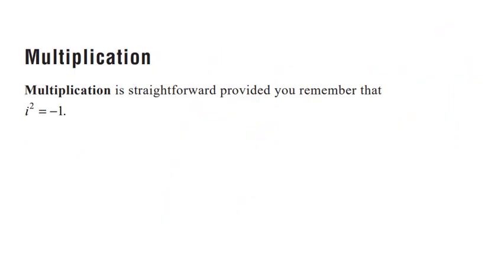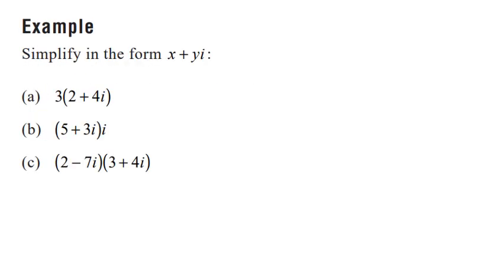Now, let's proceed to multiplication of complex numbers. Multiplication of complex numbers is similar to how you multiply real numbers, but you need to consider the value of i squared, which is equal to -1. Let's have these examples. Let's simplify in the form of x plus yi. For the first example, A, we have 3 times the quantity of 2 plus 4i.